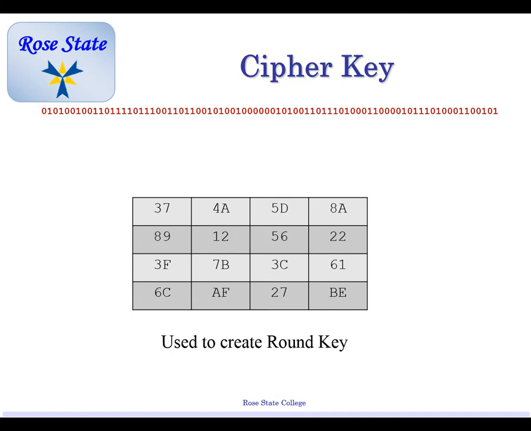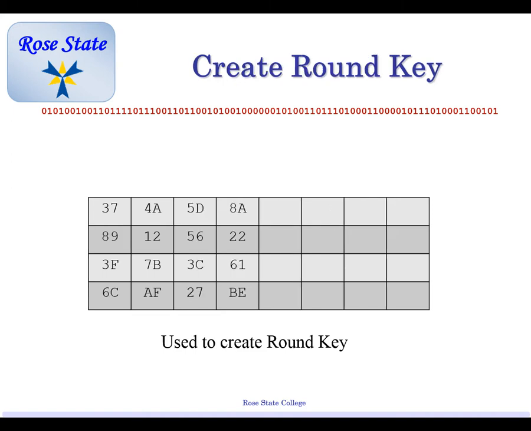All right. So the cipher key, I give that to you. Remember, we talked about symmetric keys before. So this is a symmetric key that I give you. I think yours is a little different. Okay. Now let's talk about how to create a round key.